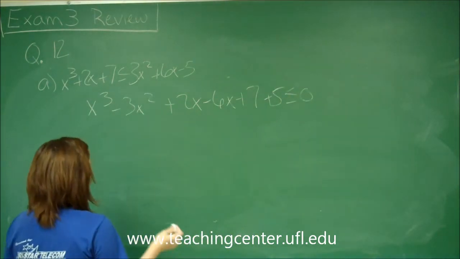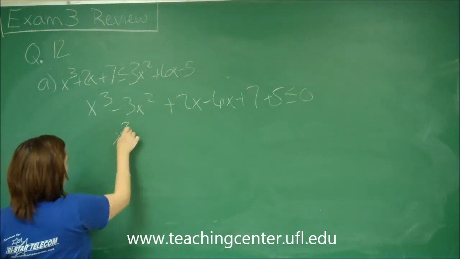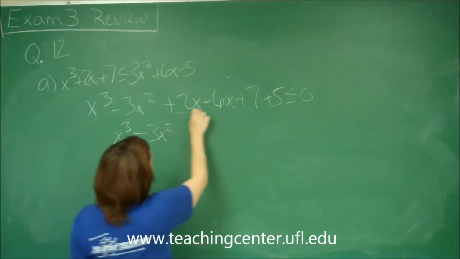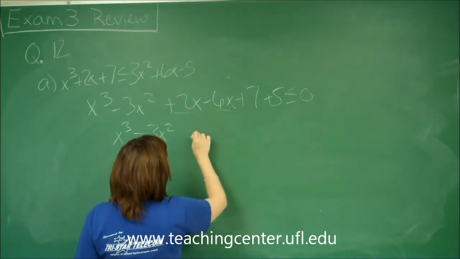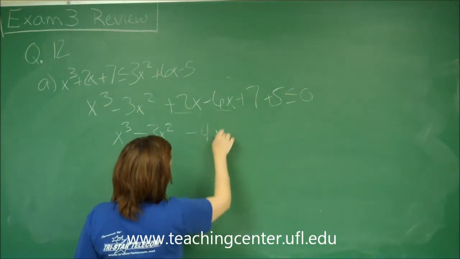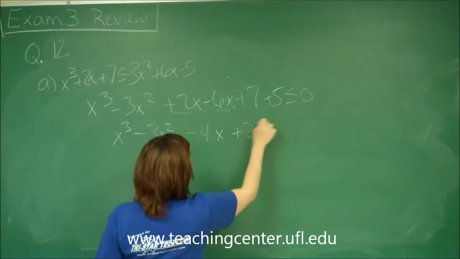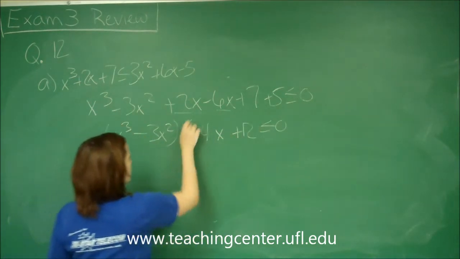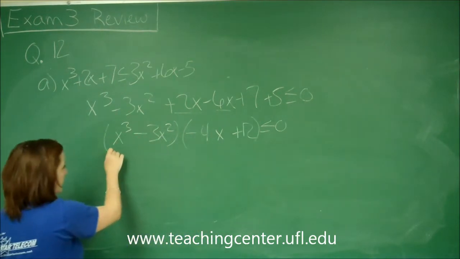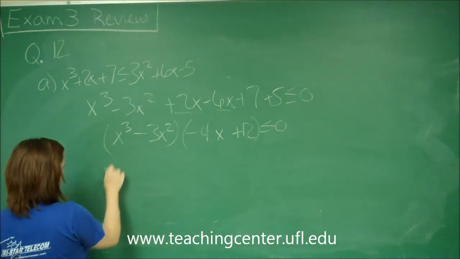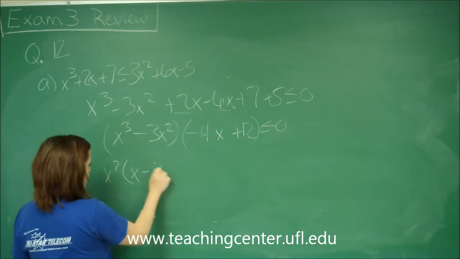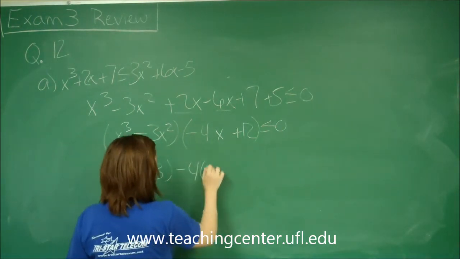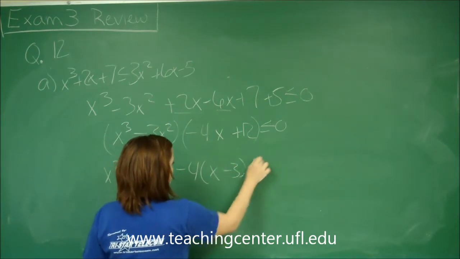So now I'm going to group them together with like terms. Minus 3x squared plus 2x minus 6x gives me minus 4x, and then plus 12. That is less than or equal to 0. So now what I'm going to do is group these sections together. And so here I can take out an x squared, and that leaves me with x minus 3. And here I can take out a negative 4, and that leaves me with x minus 3.